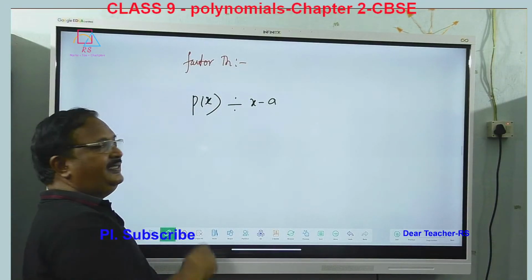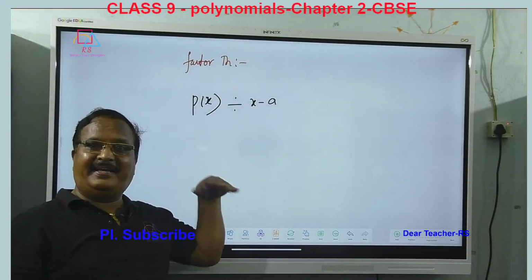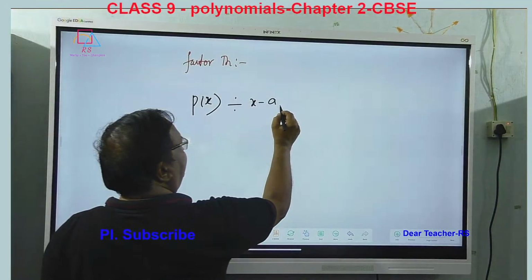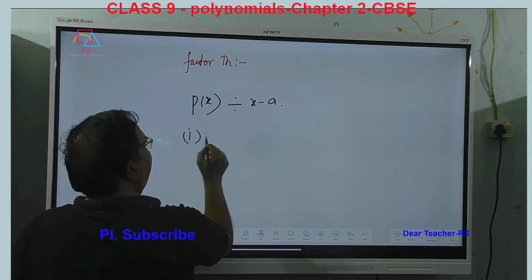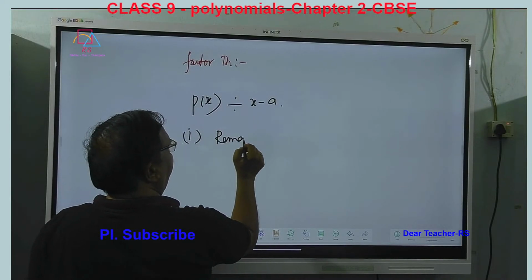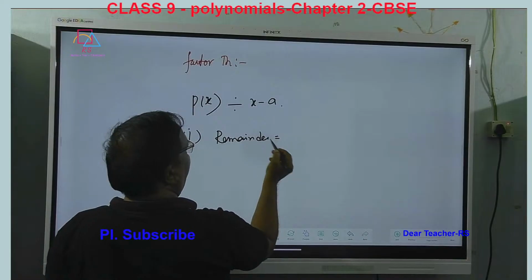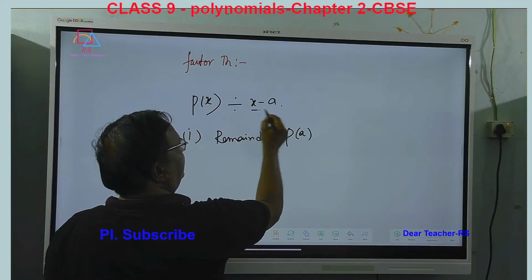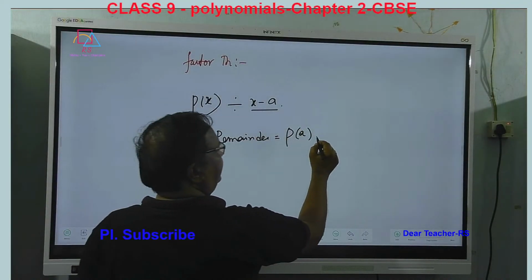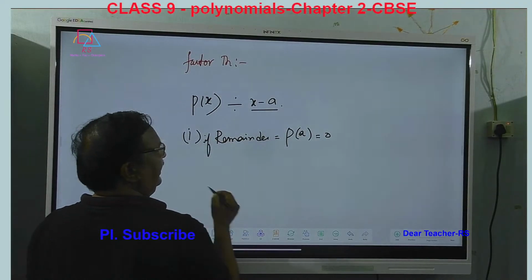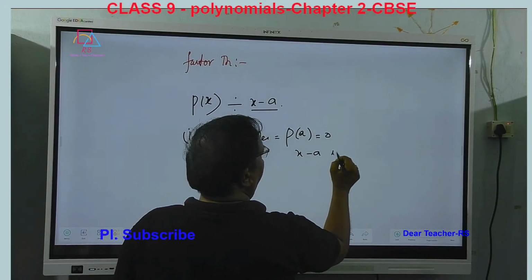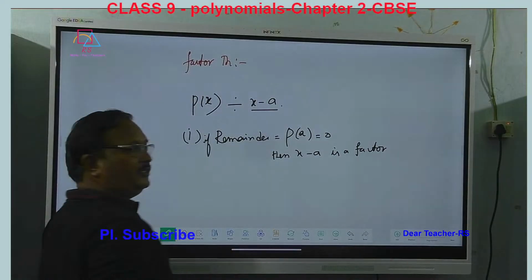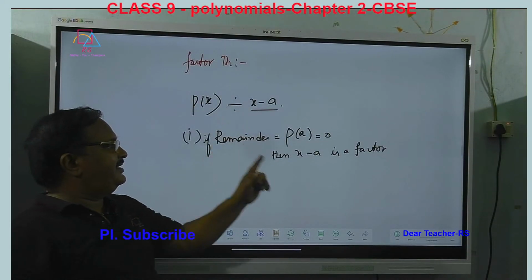In the textbook he has given degree greater than or equal to 1. This is the main thing. So then what happens? This is the first condition. If the remainder is 0, what is the remainder as per the remainder theorem? P(a). The zero of this is a. P(a) is equal to 0, then x minus a is a factor. So if the remainder is 0, then this divisor will be a factor.